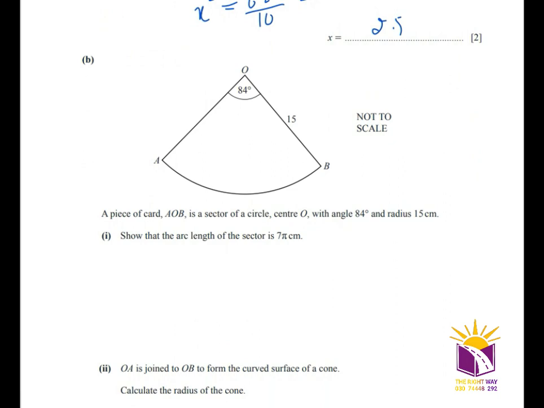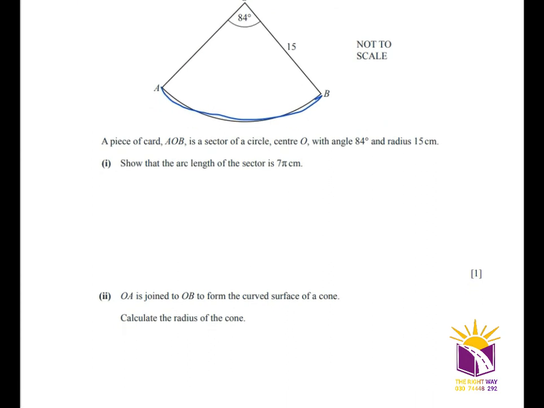In part B, a piece of card AOB is a sector of a circle with center O, with angle 84 degrees and radius 15 centimeters. Show that the arc length of the sector is 7 pi. This length will be 7 pi. So I am using the formula theta divided by 360 multiplied by 2 pi r.